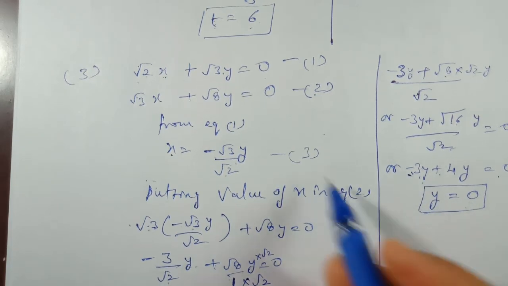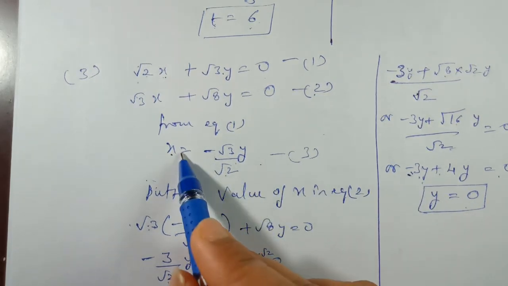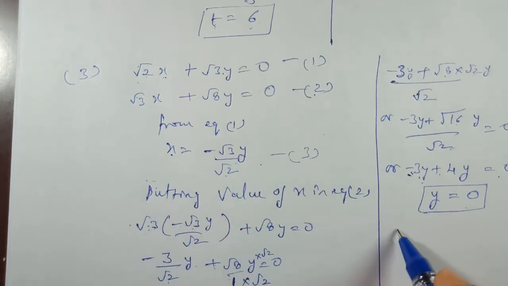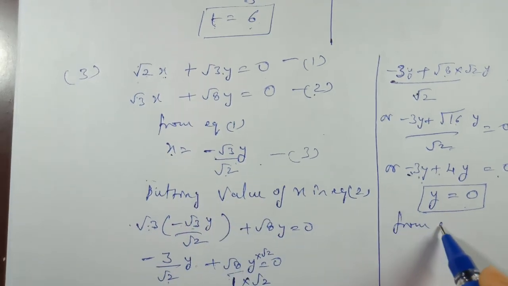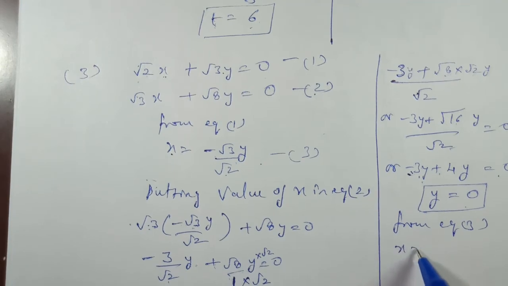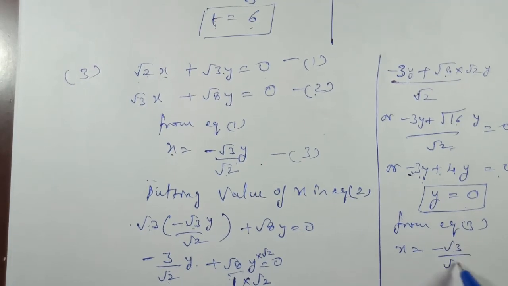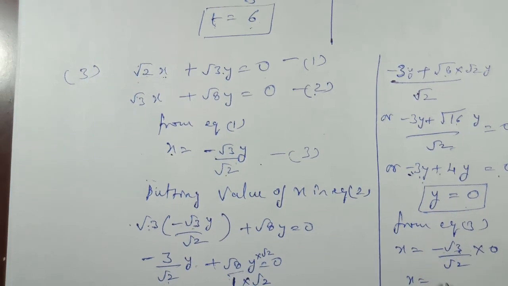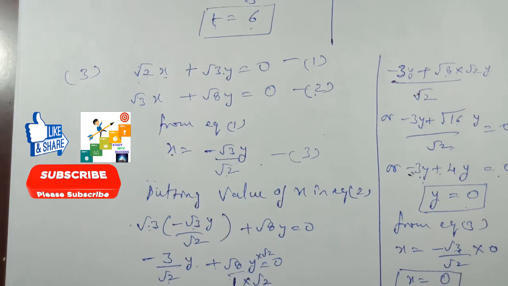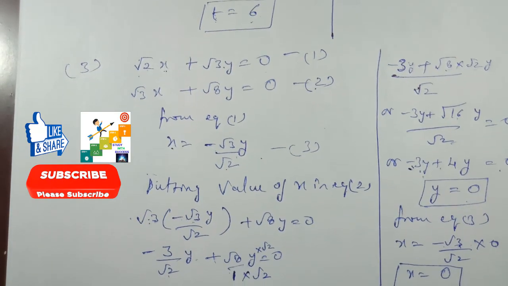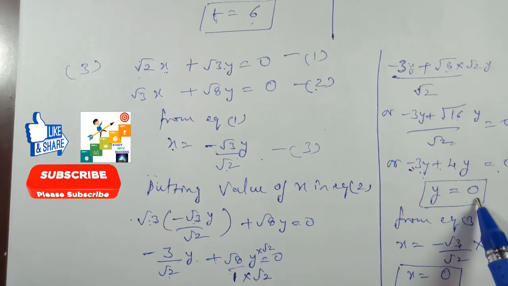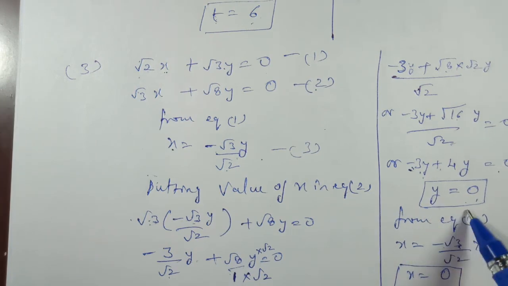Now substituting this value in equation number third, we'll get the value of x. So from equation third, we'll get x is equal to minus root 3 upon root 2 into 0. When 0 is multiplied, the numerator root 3 will also be equal to 0. So here the solutions are 0 and 0. That is, the values of x and y are both 0.